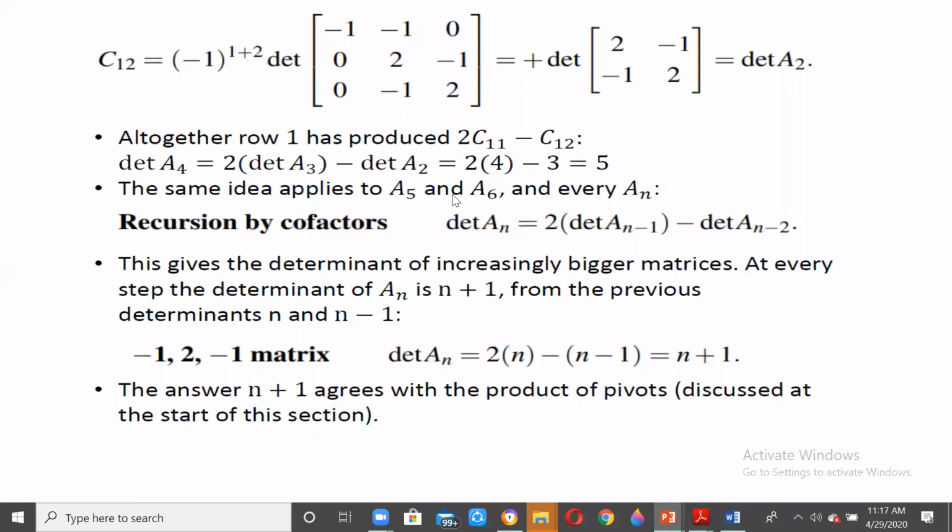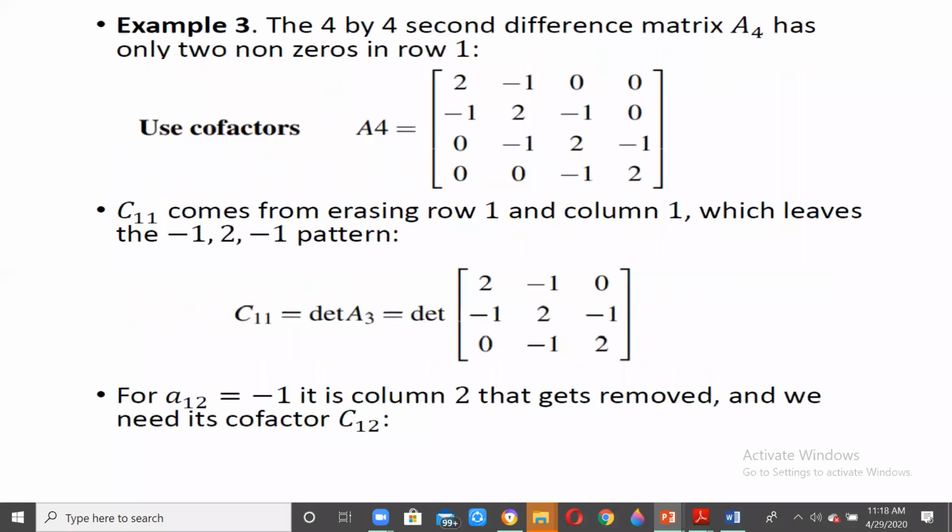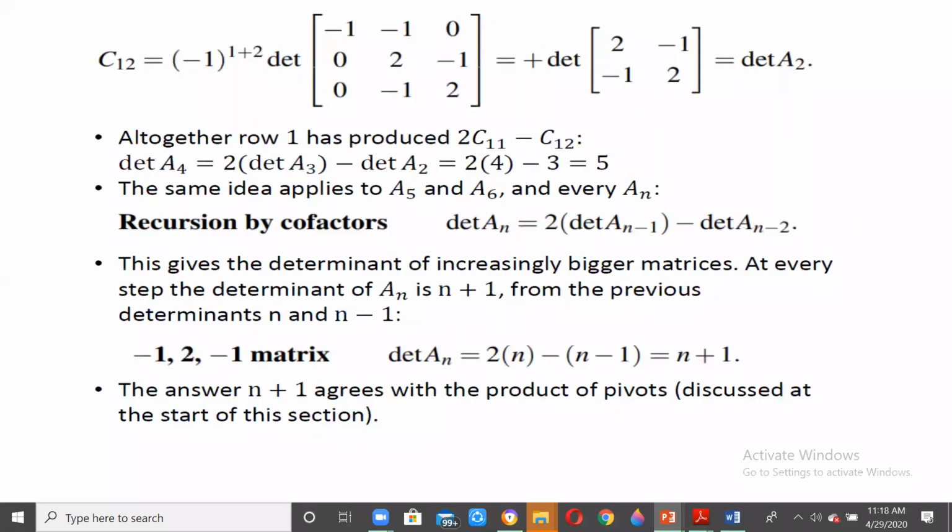So the same idea applies to A5 and A4 and every An. Recursion by cofactors, we can always write. So if you go on writing in that way, for the n by n second difference matrix, the recursion by cofactors will correspond to determinant An equal to 2 determinant An minus 1 minus determinant An minus 2. So this gives the determinant of increasingly bigger matrices. At every step, the determinant of An is n plus 1 from the previous determinants n and n minus 1.